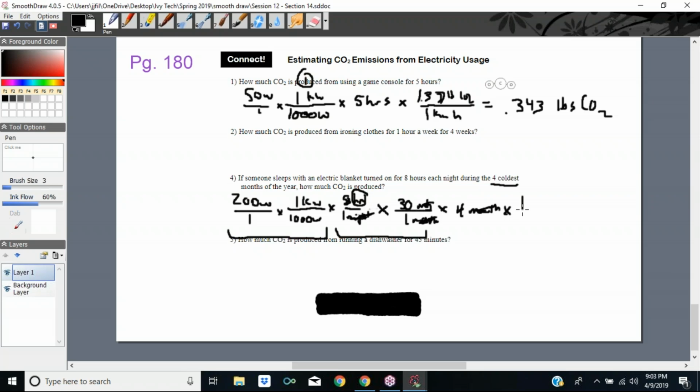And now we can put our electricity conversion, 1.37 pounds of CO2 per kilowatt hour. So the watts cancel here, the kilowatts are going to cancel here, and then the hours cancel there, and we're left with pounds of CO2. And that looks like 263 pounds of carbon dioxide.